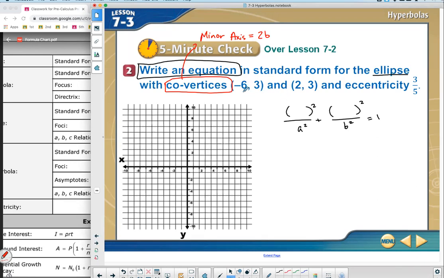So I go to plot them. It says left 6, up 3, 1, 2, 3. That's a co-vertice. Right 2, up 3. That's a co-vertice. Now this gives me, again, some information. This point is 6 units to the left. This one's 2 units to the right. How far apart are these 2 points? If this one's 6 left and this one's 2 to the right? 8. So if 2b equals 8, what does 1b equal?